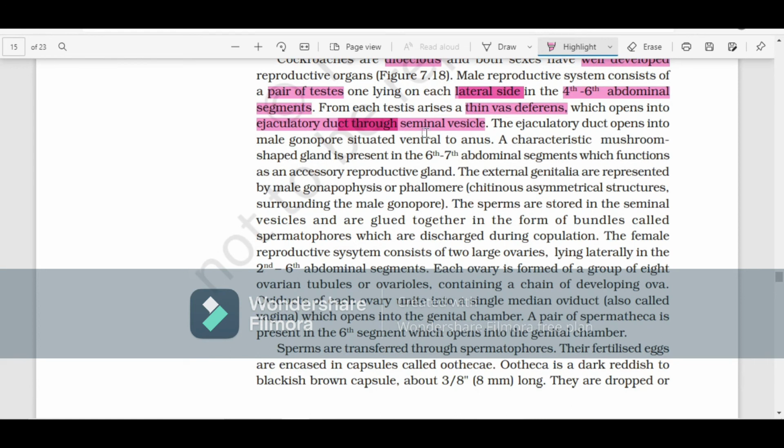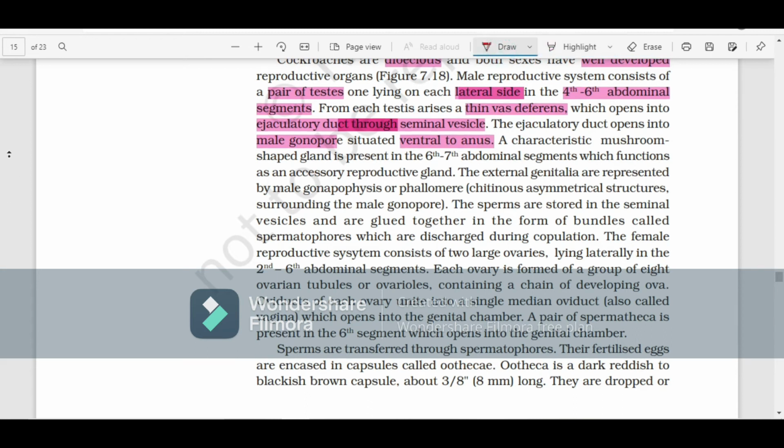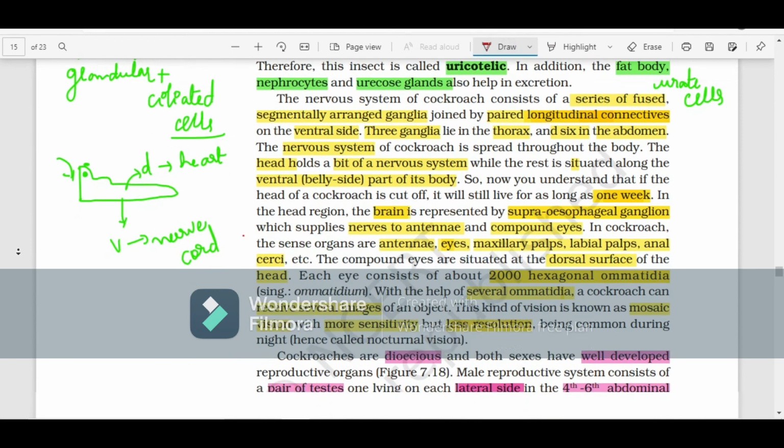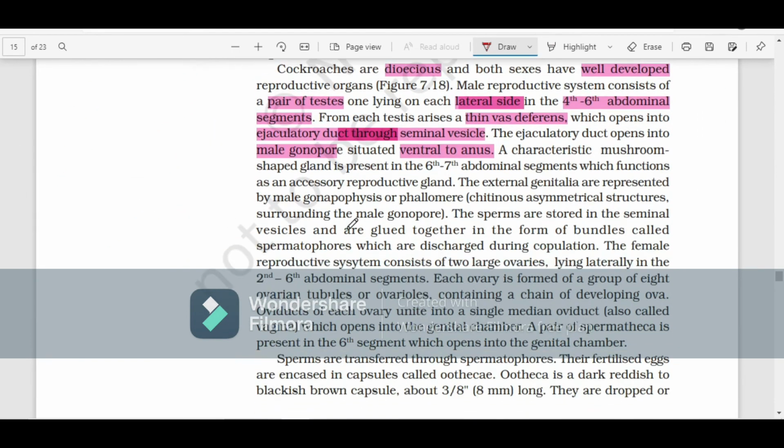The ejaculatory duct opens into the male gonopore situated ventral to the anus, right? Is the anus on the dorsal side or ventral side? It was dorsal anus, ventral male genital pore, and the gonapophysis. Do you remember that point? We had seen it in the previous parts. A characteristic mushroom shaped gland is present in the 6th to the 7th abdominal segments, which is an accessory reproductive gland. Mushroom glands are from the 6th to the 7th segments. The testis is from the fourth to the sixth abdominal segments.